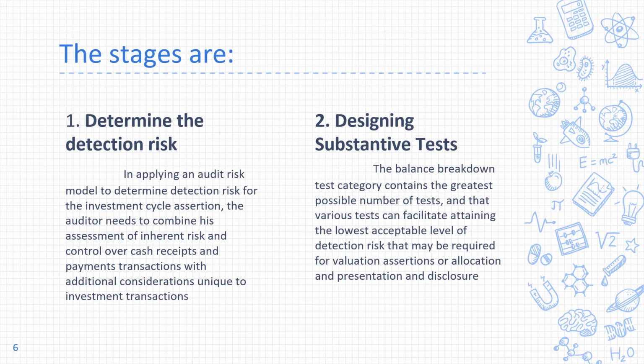In applying an audit risk model to determine detection risk for the investment cycle assertion, the auditor needs to combine his assessment of inherent risk and control over cash receipts and payment transactions with additional consideration unique to investment transactions in designing substantive tests. The balance breakdown test category contains the greatest possible number of tests, and various tests can facilitate attaining the lowest acceptable level of detection risk that might be required for valuation, allocation assertion, and presentation and disclosure.